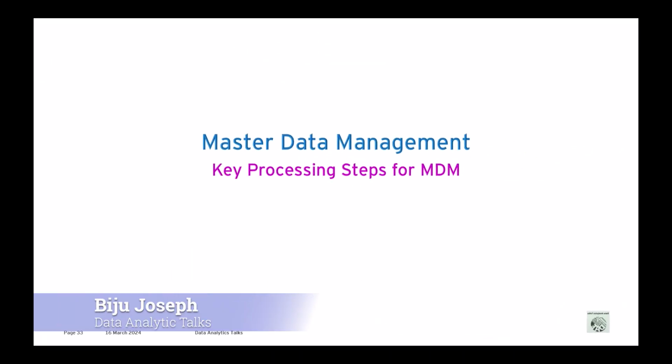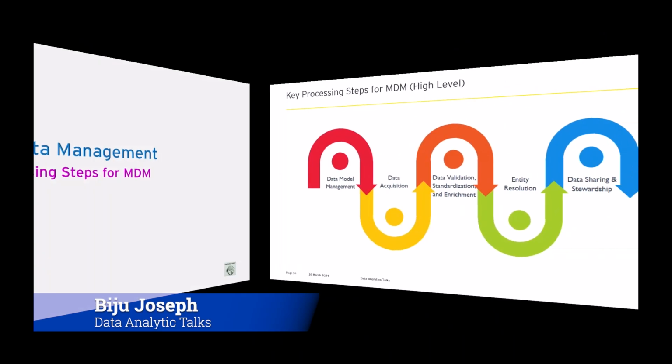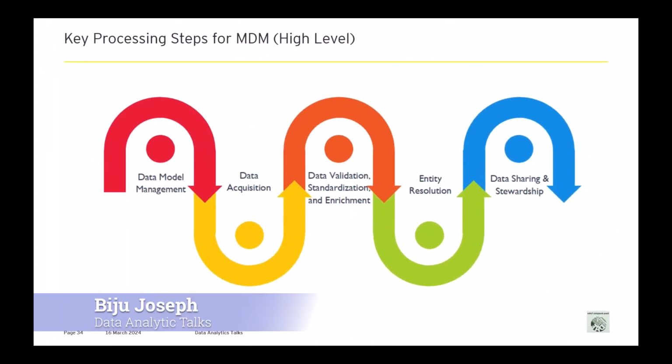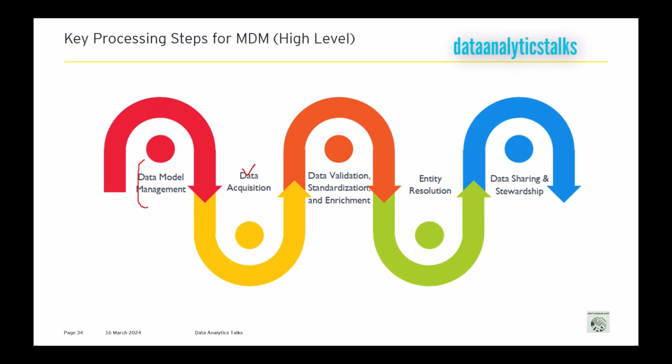Welcome back. In this module I am going to talk about key processing steps for MDM. According to the DAMA framework, the key processing steps for MDM at a high level are data model management, data acquisition, data validation, standardization and enrichment, entity resolution, data sharing, and stewardship. So we can break this into sub-steps.